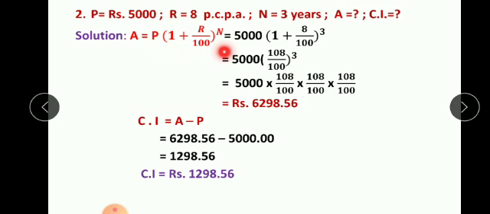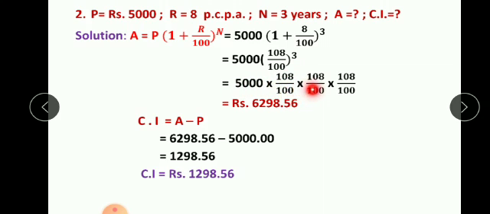So substitute the value of principal, R and N. P is 5,000, then 1 plus R. R is what? 8% per annum, means 8 upon 100. And N is what? 3. So after substituting, let us calculate. It is equal to 5,000 into 1 plus 8 upon 100, which means 100 ones are 100 plus 8 is 108 upon 100, its cube.